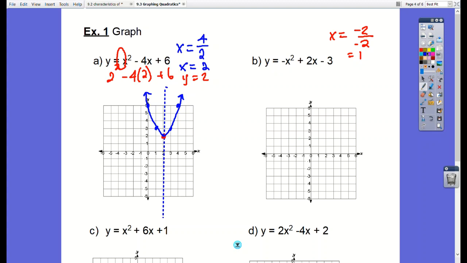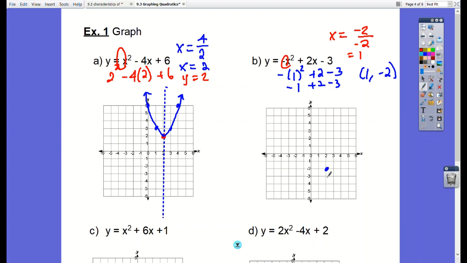All right, so plug in this 1. Now be really careful when you do this. You get the opposite of 1 squared plus 2 minus 3. So this is -1 plus 2 minus 3. So the y value, you're going to end up with a -2 here. Everybody, does this graph open up or down? Down. Okay, this opens down because of the negative in front.